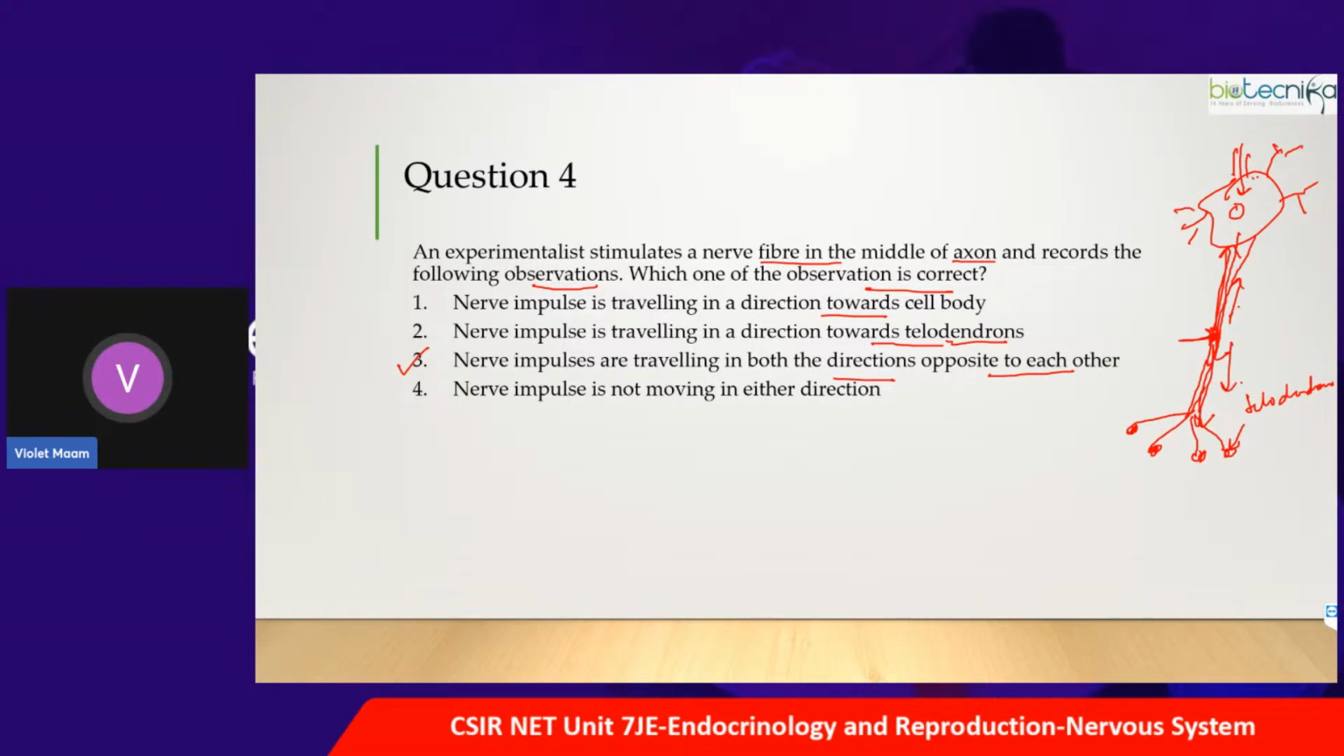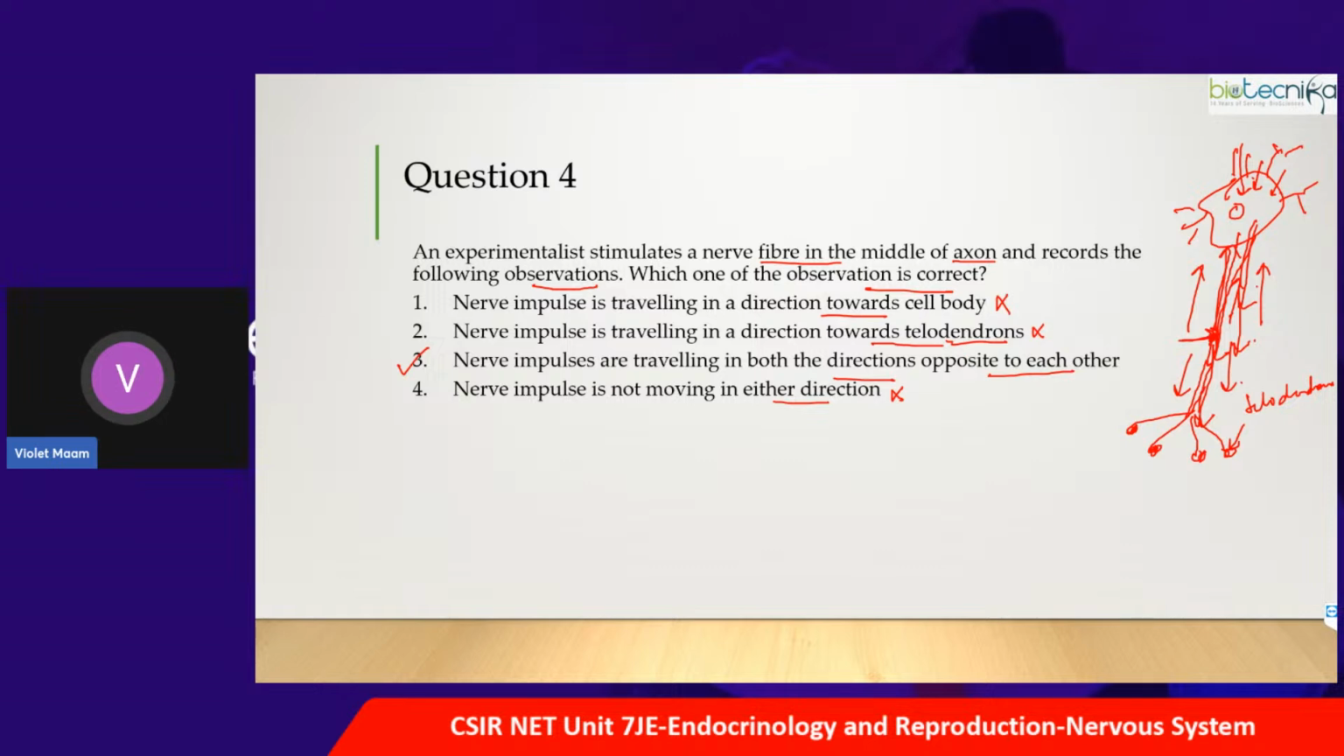Okay, if it is over here in the cell body, then definitely it will move in this direction. So now here when one conduction is moving, definitely another conduction cannot move. So nerve impulse is not moving in either direction, that is incorrect. Nerve impulse is traveling in a direction towards cell body, so that is also not correct because the conduction will not move only in one direction. Okay, that is why one is incorrect. Two, nerve impulse is traveling in a direction towards telodendrons, so this is also not correct.